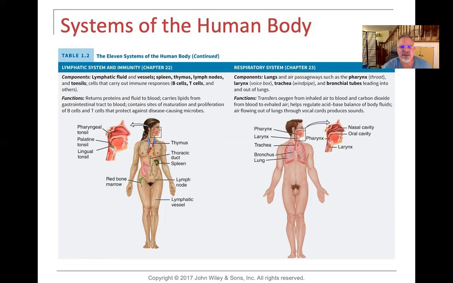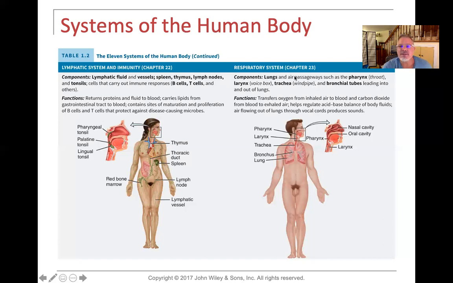The function of the lymphatic system is to return proteins and fluid to the blood. It's going to carry fats or lipids from the GI tract, your gastrointestinal tract, to the blood. And it contains sites of maturation and proliferation of the B cells and T cells. So the B cells are going to develop and mature in the bone marrow. That's the B for bone marrow, and T for thymus.